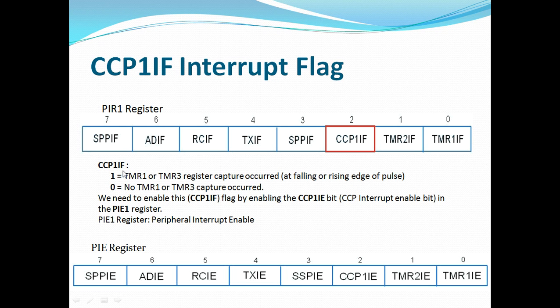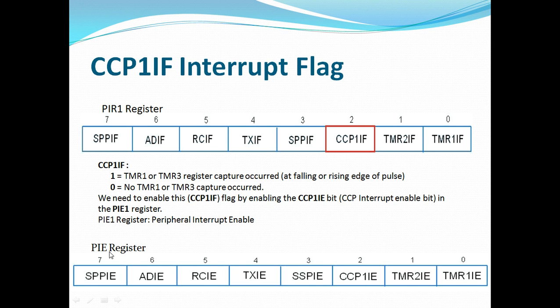If this particular flag bit is at 0, then that means no event has occurred and the timer will continue to work, or continue to increment, until some capture event occurs on the falling or rising edge of the pulse. To use this interrupt flag, we need to enable the interrupt bit of the PIE register, the PIE1 register.